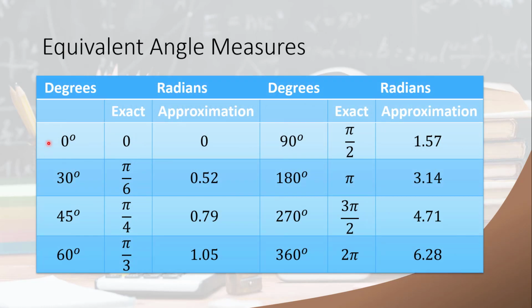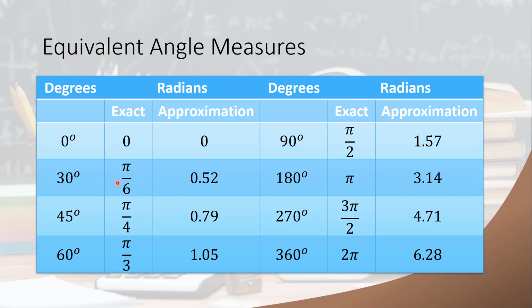For example, these are the equivalent angle measures for some of the more standard angles. For example, 0 degrees is pretty straightforward. Everything is 0. But for, say, 30 degrees, the conversion to radians would be to multiply that by pi over 180. If you do, you will have a common factor of 30. This reduces to pi over 6, and this would be the exact number for 30 degrees. And of course, this would be our approximation to the 100th digit.